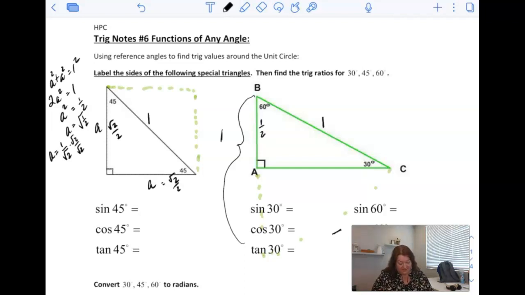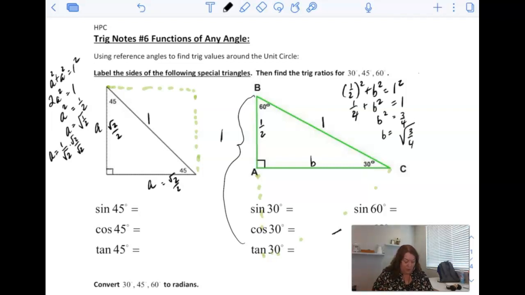Then to find the missing side, I'm going to call it b, we can use the Pythagorean theorem. So I'm going to have 1/2 squared plus b squared equals 1 squared. 1 times 1 on top, 2 times 2 on the bottom would be 1/4. So b squared would be equal to 1 minus 1/4, or 3/4. If I take the square root, I get square root of 3/4, which is square root of 3 over 2. So this side is square root of 3 over 2. Cool?